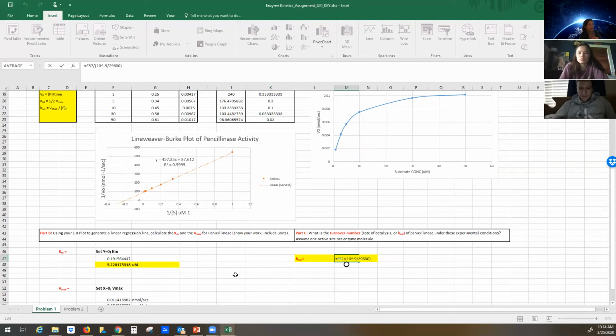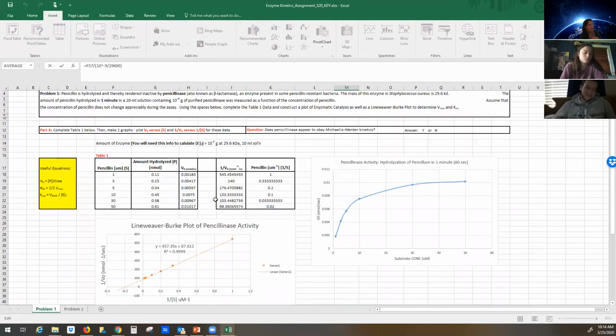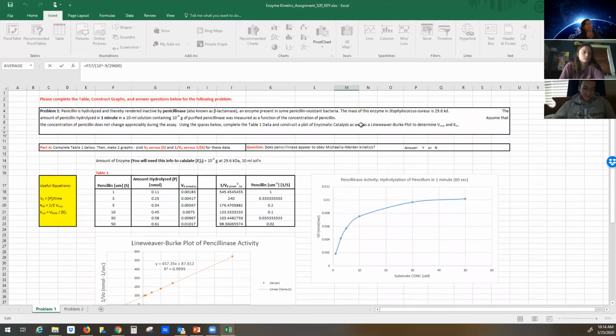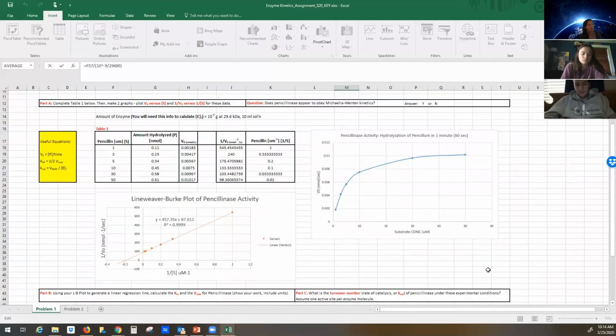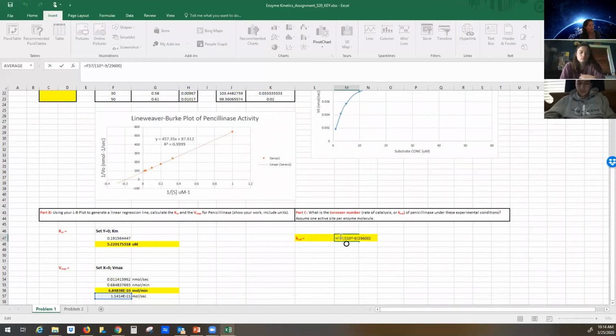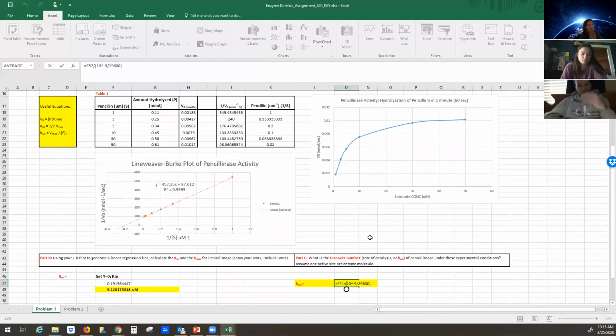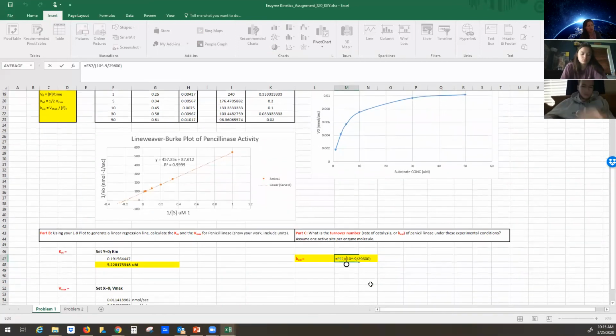In order to figure out how much total enzyme you have, you go back up to the information you were given here, where it says the mass of the enzyme is 29.6 kilodaltons, and you have a 10 milliliter solution, which doesn't really matter, but the concentration is 10 to the negative 9 grams of the purified enzyme. To figure out the rate of catalysis, you take the Vmax over the total enzyme concentration, which is 10 to the negative 9. Importantly, when we say kilodaltons, we know that daltons are grams per mole. So to have 29,600 grams per mole, you need to include that in the equation so that you can cancel out your units.